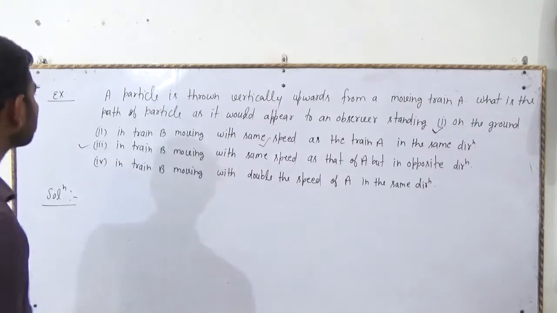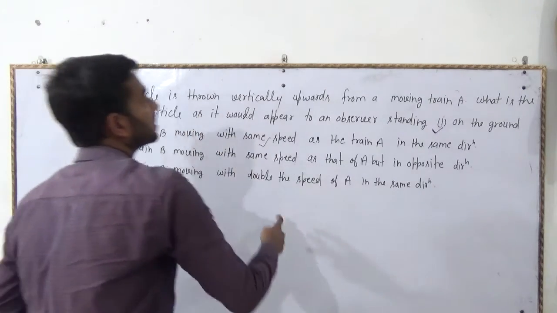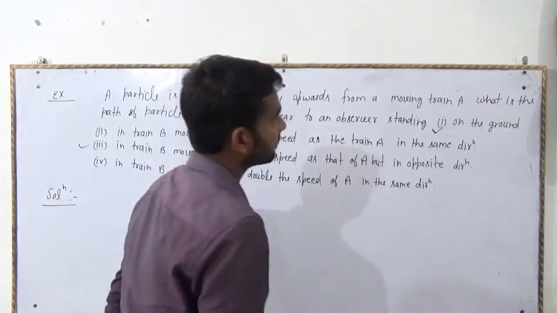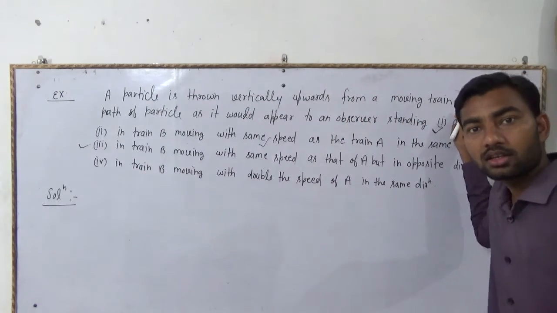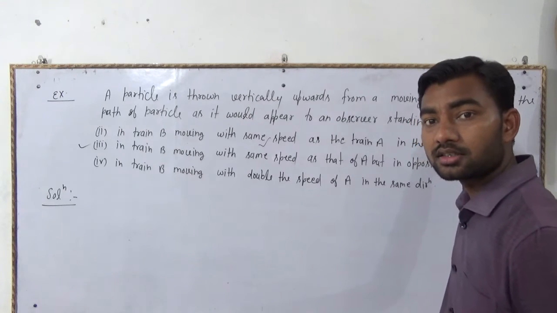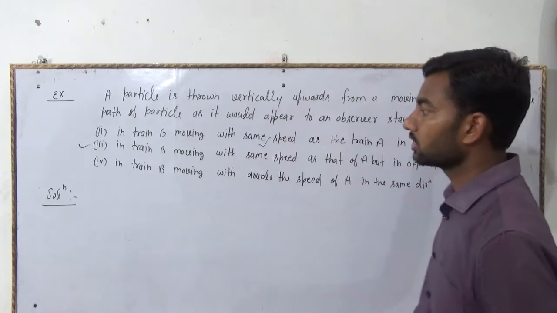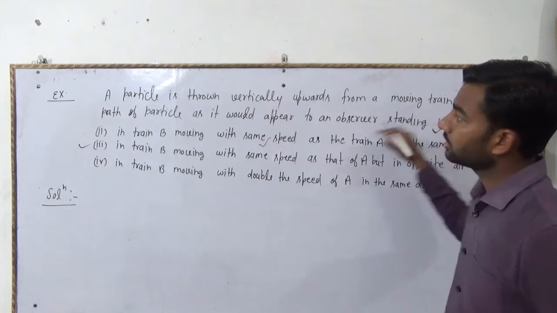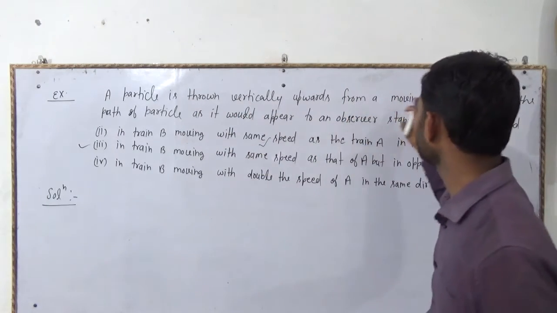My example is: a particle is thrown vertically upward from a moving train A. Here it has been considered that train A is moving with some velocity, and a particle is thrown vertically upward from the moving train.